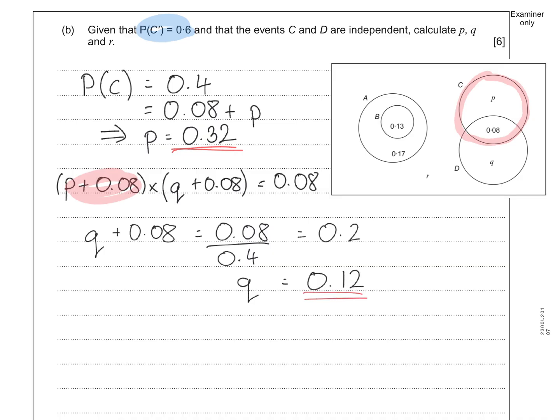And then the final one, given that Q is the bit outside of A and B and C and D, I would probably do 1 minus everything else to give me what R is. So I'm going to say that R equals 1 minus, well, the A and B circle is 0.3, the C circle is 0.4, and the bit outside of C but in D, which is Q, is 0.12, so that's 0.7, 0.8, so I think that's 0.18.